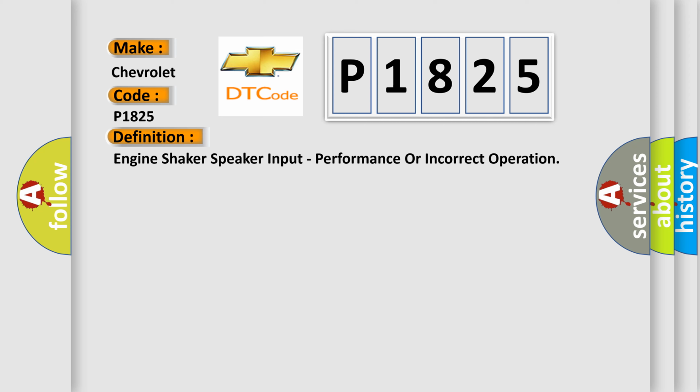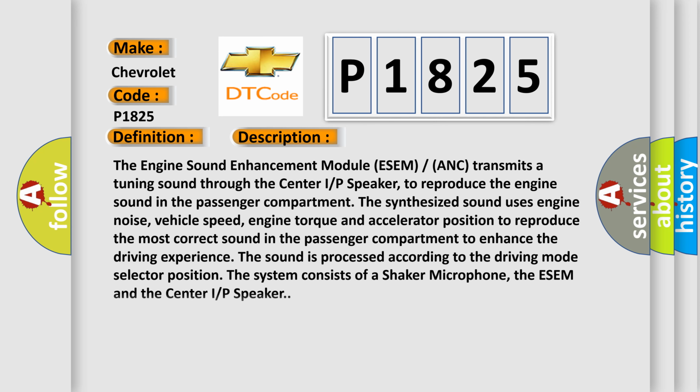And now this is a short description of this DTC code. The Engine Sound Enhancement Module, ESEM, transmits a tuning sound through the center IP speaker. To reproduce the engine sound in the passenger compartment, the synthesized sound uses engine noise, vehicle speed, engine torque and accelerator position to reproduce the most correct sound in the passenger compartment. To enhance the driving experience, the sound is processed according to the driving mode selector position. The system consists of a shaker microphone, the ESEM and the center IP speaker.